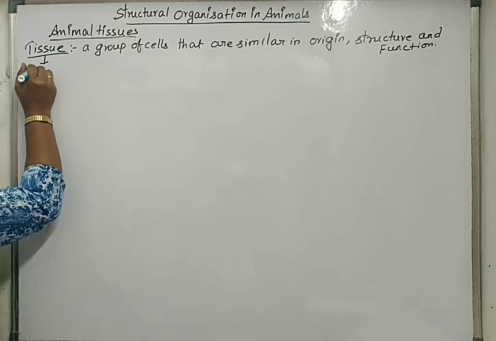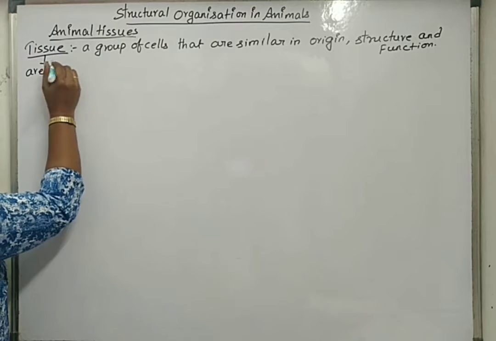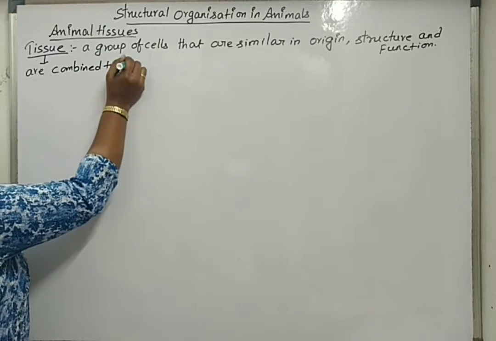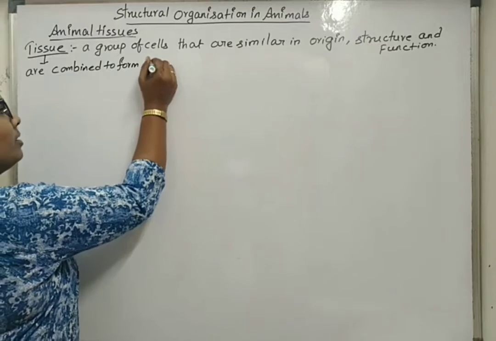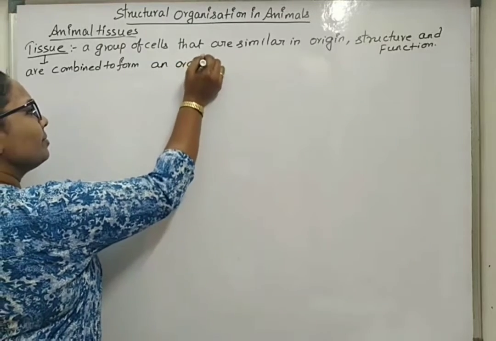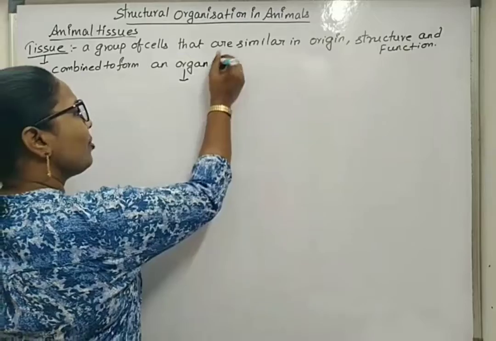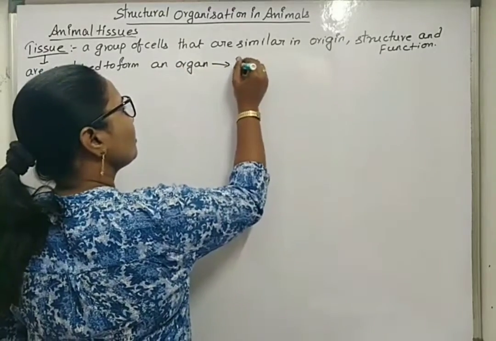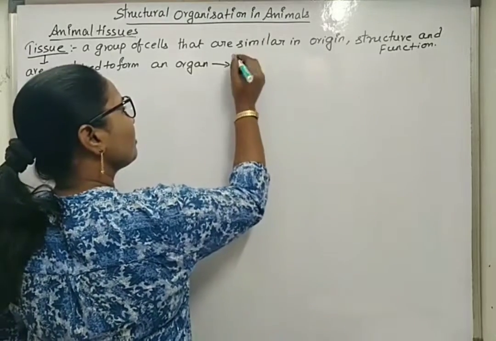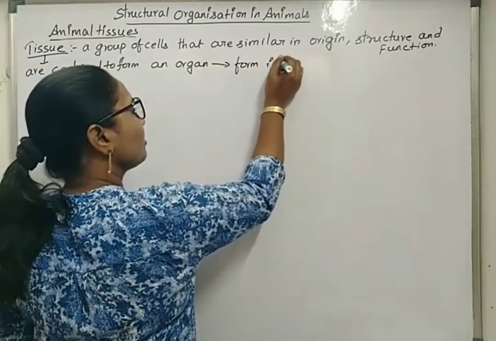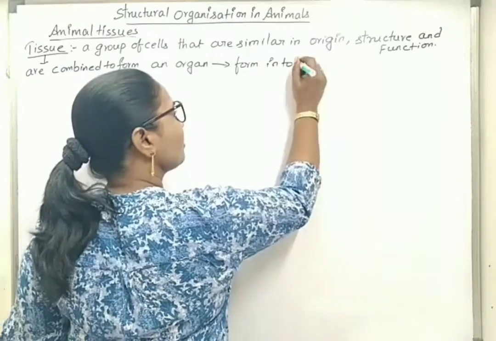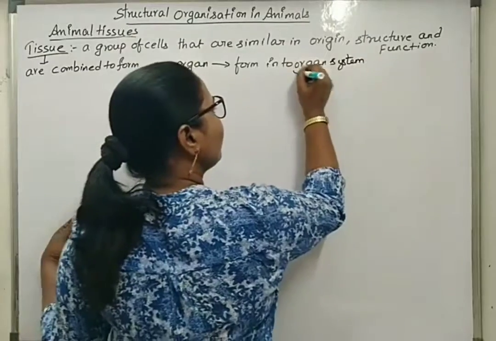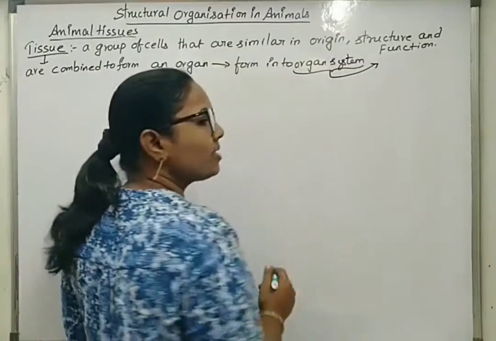So, tissues are combined to form an organ. These organs later form an organ system. A few organ systems comprise an organism.